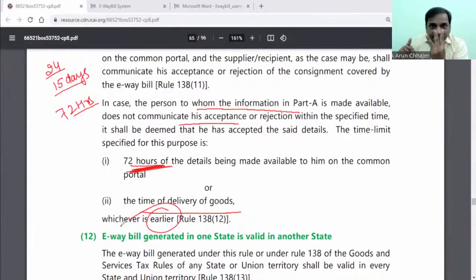So we have discussed three words: cancellation, rejection, and updation. Cancellation, part A and part B both are added, then within 24 hours it can be cancelled. And what is the rejection? The counterparty has the option to reject the Eway bill within 72 hours from the generation, or the goods has been delivered, whichever is earlier. What is the time limit of updation? Part A has been added, part B is not added. So in between, you have the maximum time limit of the 15 days.